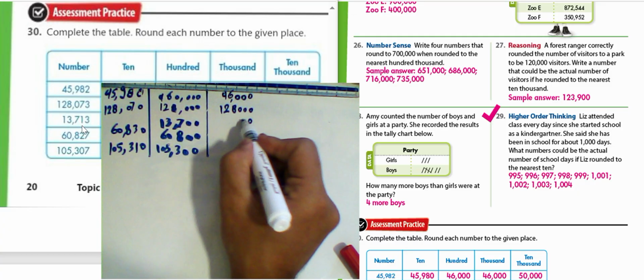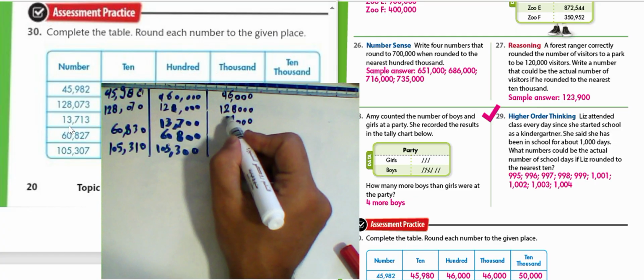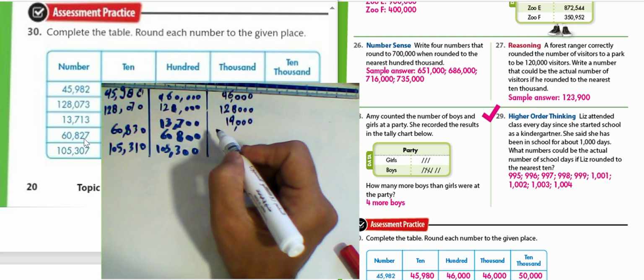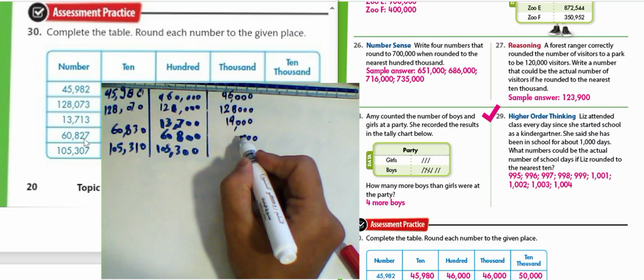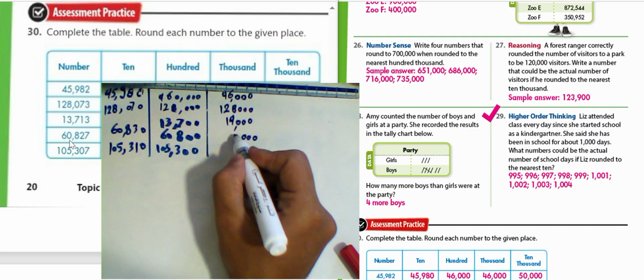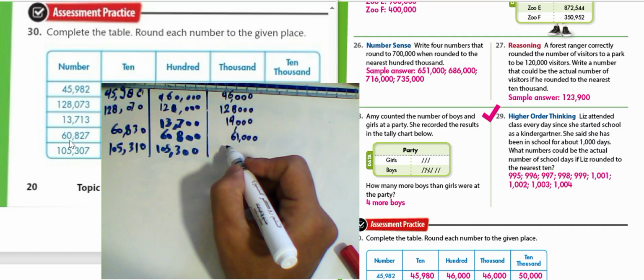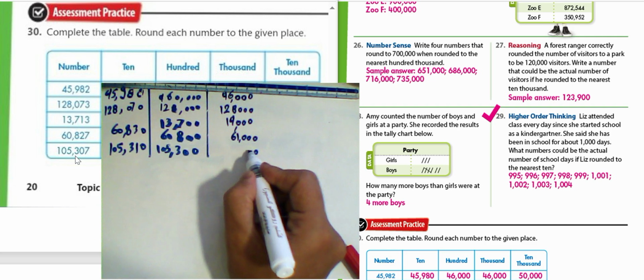And here write 30. 7 can give 1 to 3. Yes. Result will be 14,000. Here write 30. 8 can give 1 to 0. 0 will be 1. And write 6, 61,000. Here write 30. 3 can't give 1 to 5.